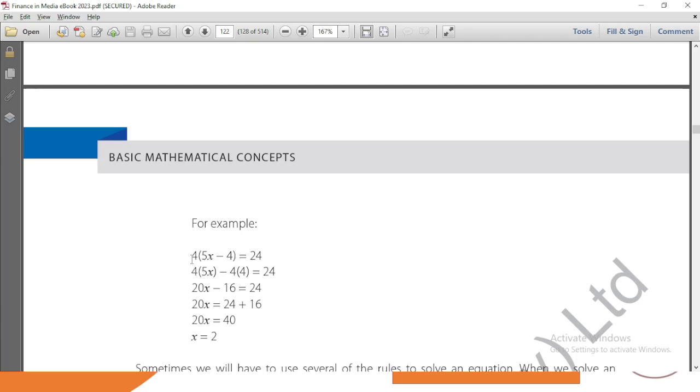So what we're gonna do is say 4 will multiply 5x, and then 4 again will multiply minus 4. So we're gonna have 4 multiplying 5x giving us 20x. So this 4 multiplies the coefficient. The coefficient is attached to x. If there is any number multiplying the coefficient and the variable, it only multiplies what we call the coefficient.